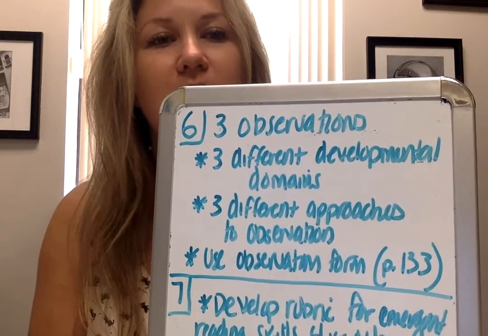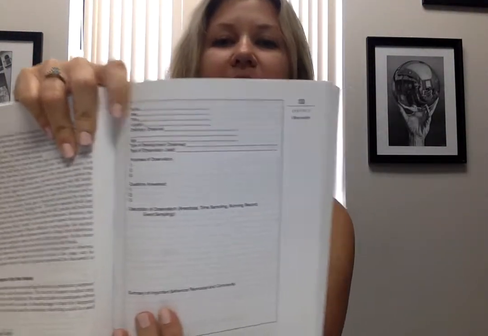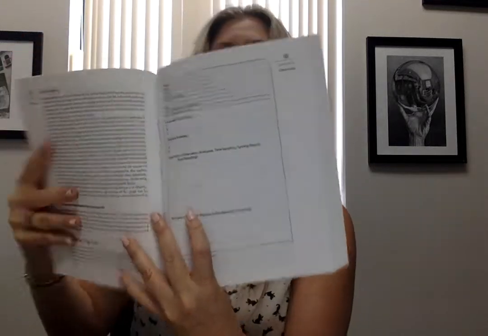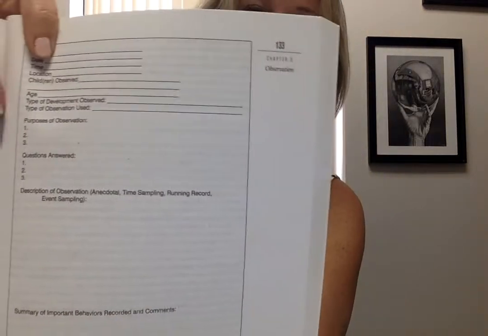So what I'm going to ask for you to do is you're going to use the observation form that is on page 133, and I'm showing it to you right now. You can copy this form, you can scan it, you can recreate it, but make sure that it has all of these bits of information because this is what I'm looking for.